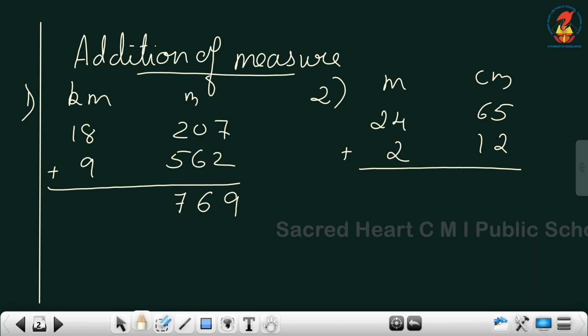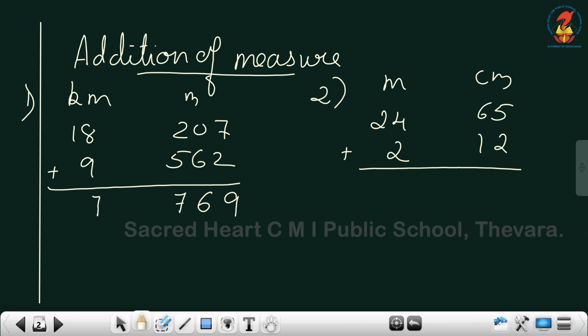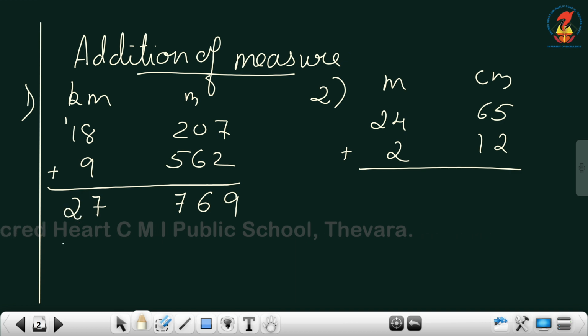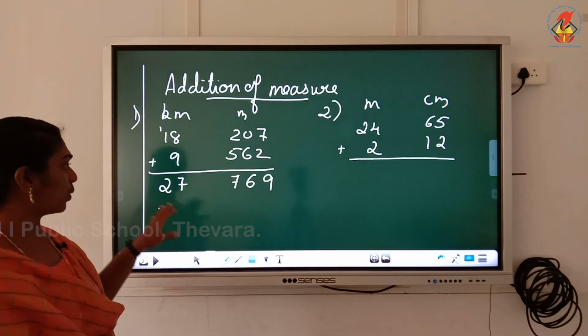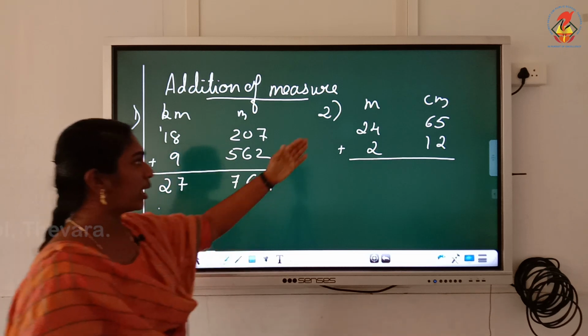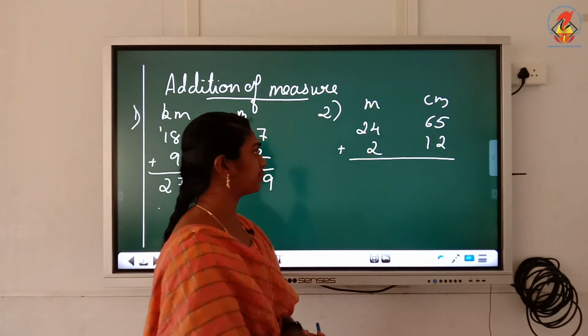You have 8 plus 9 you get 17, carry 1 and you get 2. So you get 27 kilometer 769 meter. 27 kilometer 769 meter. Now meter, centimeter.